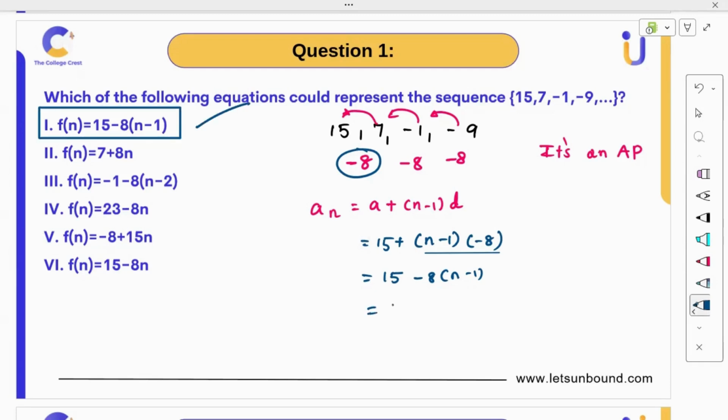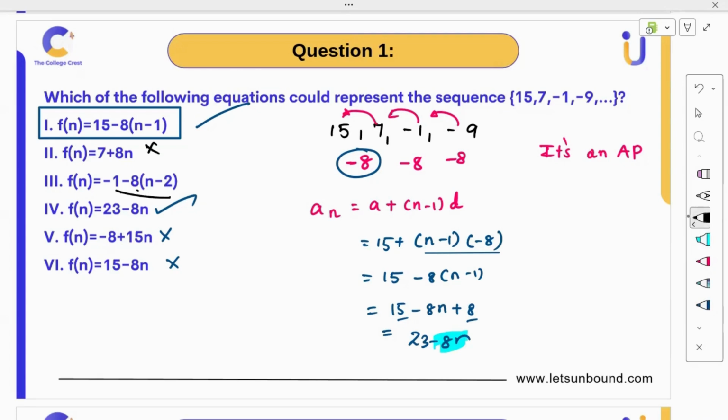Next, let's simplify: 15 minus 8n plus 8. If you see anything, you can pick. I can see 15 minus 8n plus 8 is not there. So it's not this. 15n minus this is also not. So I will get 15 and 8 is 23 minus 8n. Yes, this is okay. And any other things will not work out because we are very sure it's minus 8n. Here it's plus 8n, so this will not be.